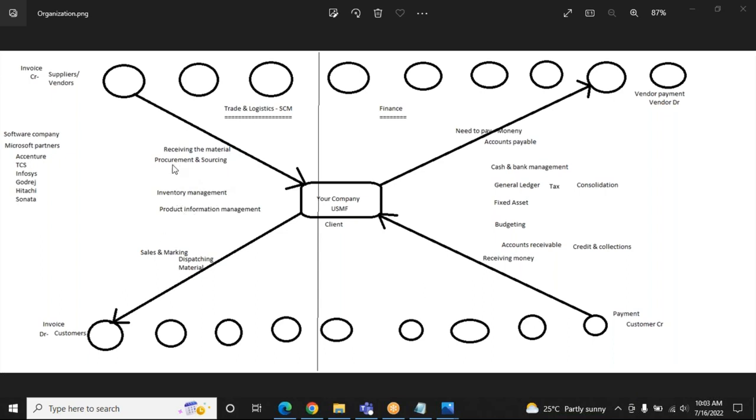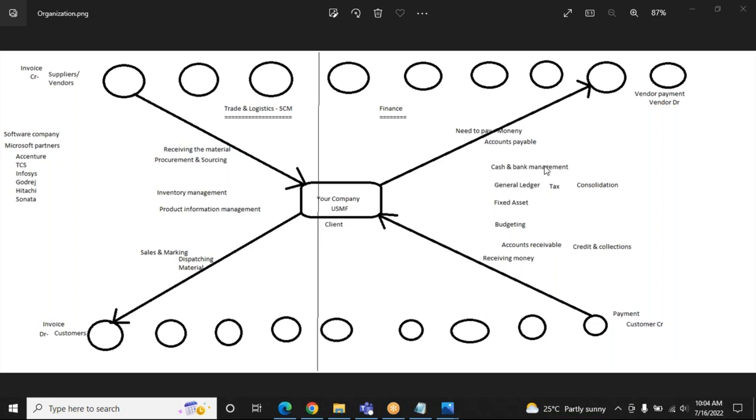These are logistics. And whatever you have received material, for that I need to pay money. Need to pay money means accounts payable. Need to receive money means accounts receivable. So you need to understand accounts payable, accounts receivable. General ledger. What is the profit? What is the loss? You need to calculate. And to run this business, you need to have cash in bank.